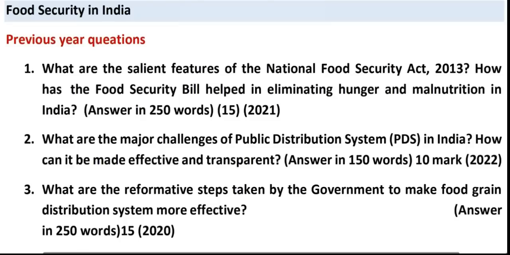Also, what are the reformative steps taken by the government to make food grain distribution system more effective? So, more or less, both the questions are the same, but these two are in two different years, and both are asking about how to make it effective and more transparent.